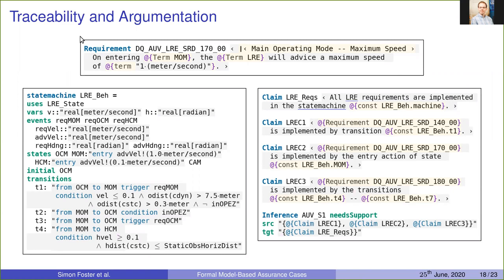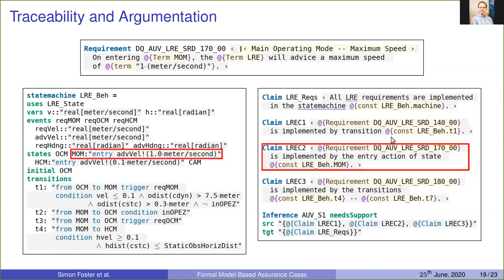So we have a requirement command, which is here, which is encoding one of those requirements. So what's it say? Main operating mode, maximum speed. On entering MOM, the LRE will advise a maximum speed of 1 meter per second. Right, so that's the requirement we want to satisfy. And then we're going to show how the state machine satisfies that using a claim, and the claims are shown on the right.